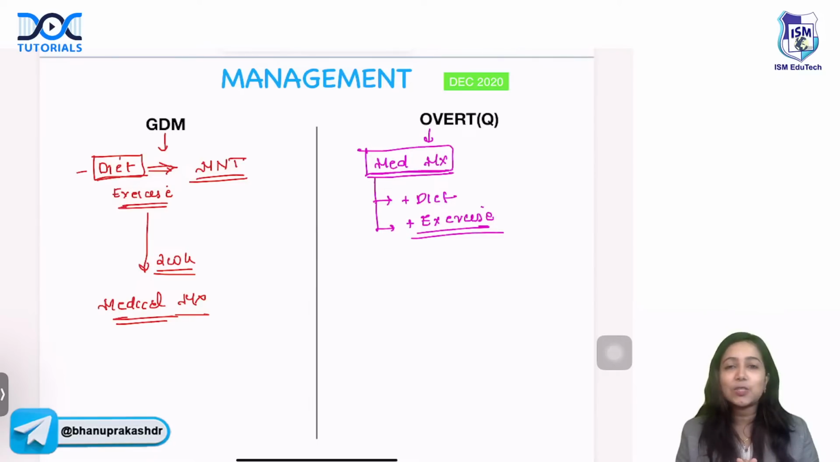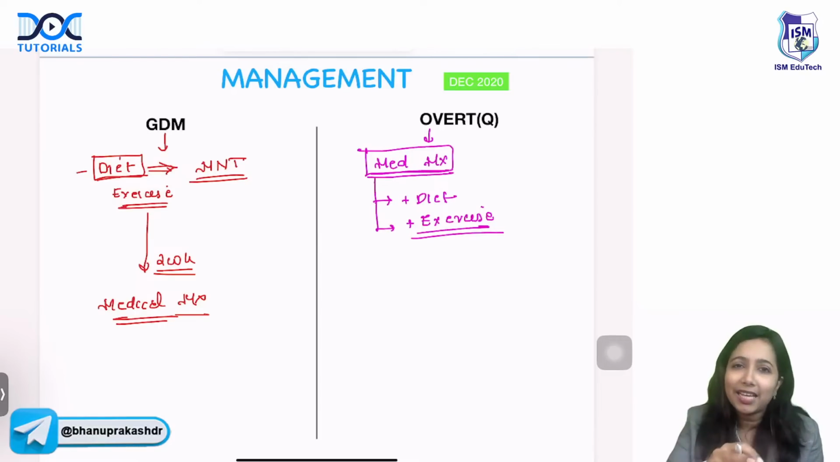Yes, sacral agenesis, Vikas has rightly pointed out. The most specific anomaly that is associated is sacral agenesis. We'll come to that. Let's finish this management part. So, in case of overt diabetes, I will give the patient medical management. Along with that, I will add some diet, some exercise.